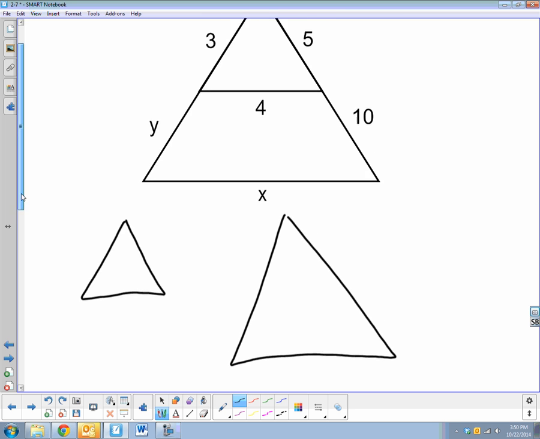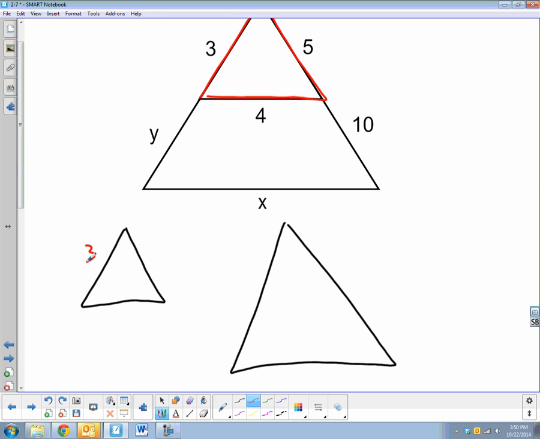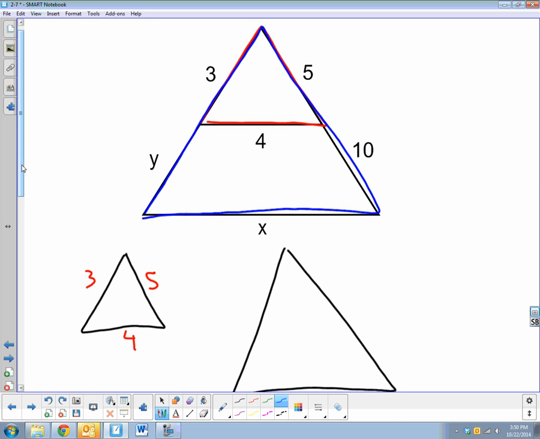On the smaller triangle, that smaller triangle is right here. I've got 3, 4, 5, so I'm going to label 3, 4, 5. Now the bigger triangle goes all the way up and down those sides. So for the bigger triangle, one side is not 10. You'll notice 10 is just from here to there. That's all 10 is.